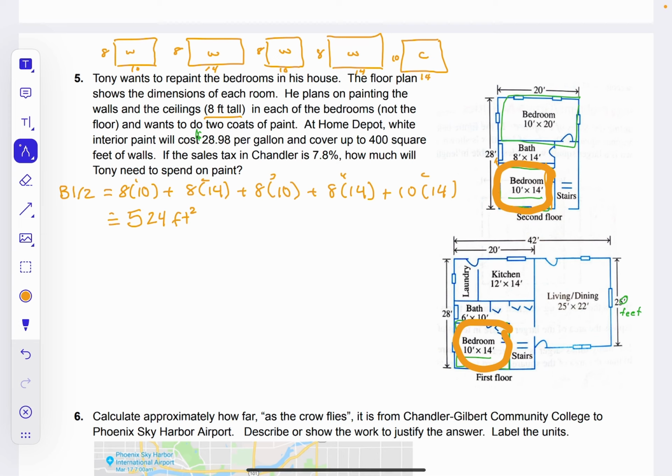Now, we have 2 bedrooms, so that's for only 1 room. If I then take that for both bedrooms, we would take that 524 and multiply it by 2, and so we'd end up with 1,048 square feet of wall and ceiling that needs to be painted. So that's for those bedrooms.